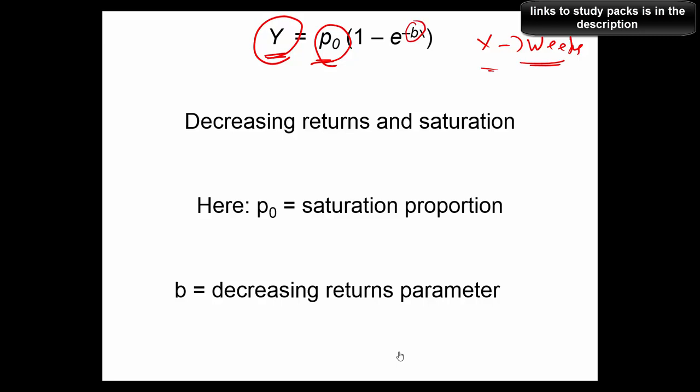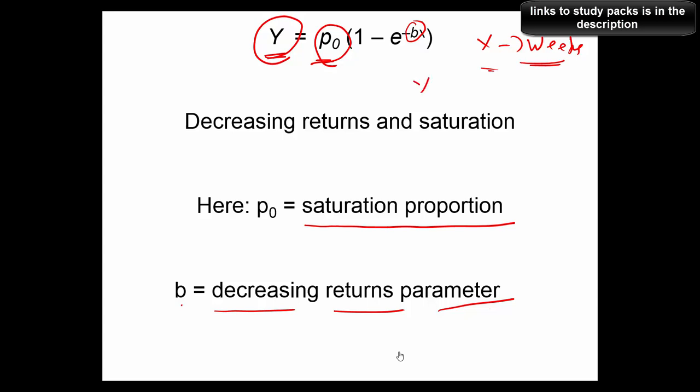Okay, and p naught in the literature has been defined as saturation proportion. Okay, and then beta, sorry, b is known as decreasing returns parameter. Now we will not get into the details of what the definition of these parameters are, but we can intuitively understand what these parameters are.